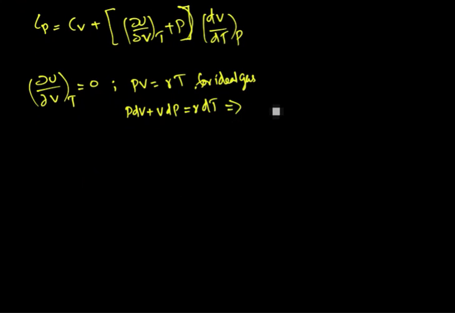So this can be written in this way: P into dV by dT plus V into dP by dT is equal to R.